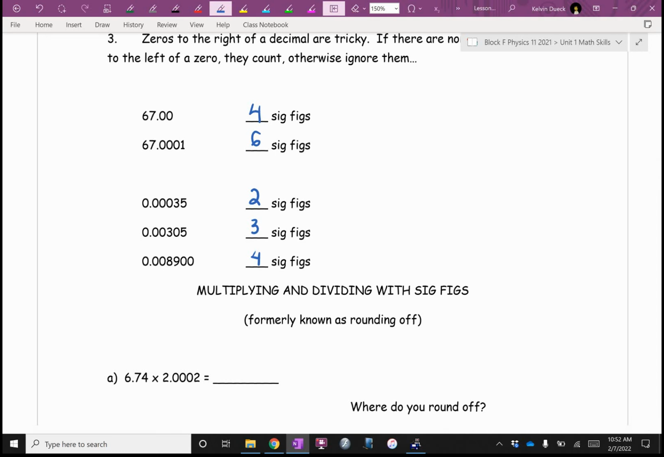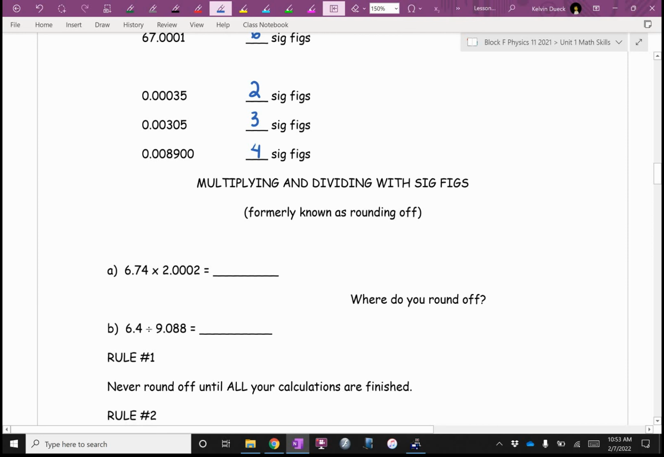All right. So now that brings us to the rules for rounding off with science values, sig figs. There's a rule for multiplying and dividing, same rule. And then there's a rule for adding and subtracting. What's the rule for multiplying and dividing? Suppose I'm multiplying 6.74 times 2.0002. How many decimal places, where do I round off to? How many sig figs of accuracy can I go with?